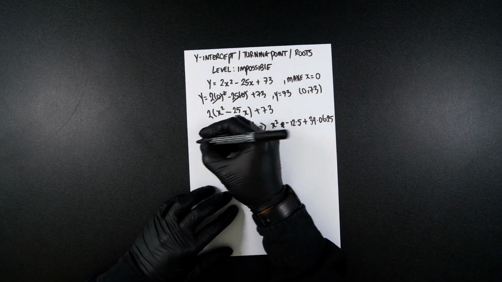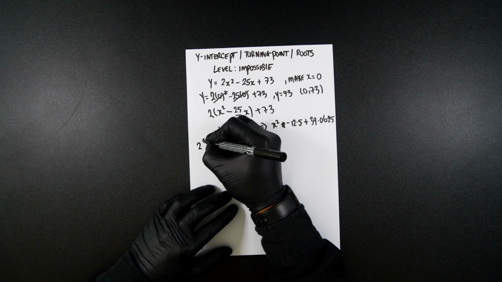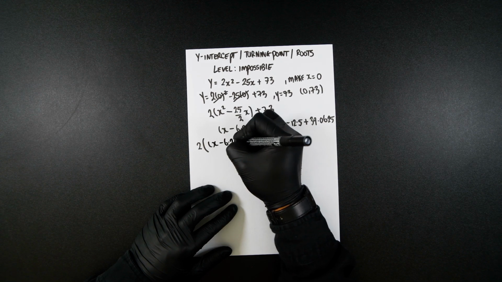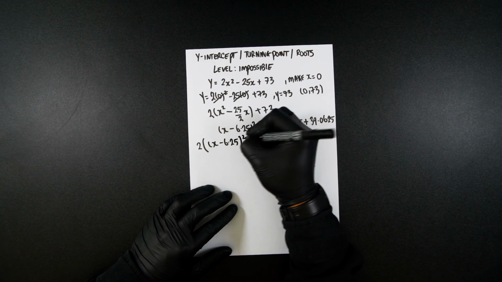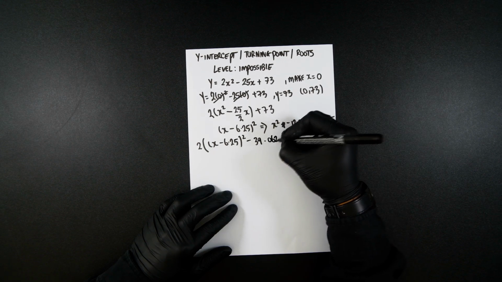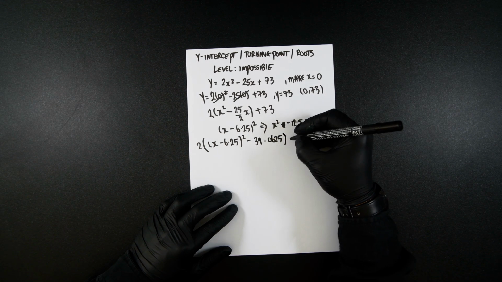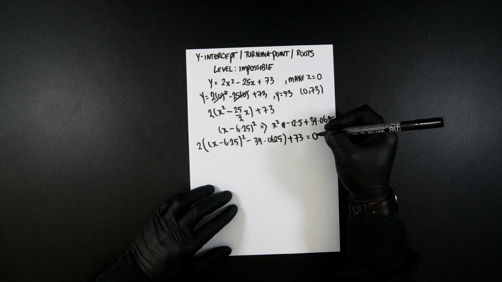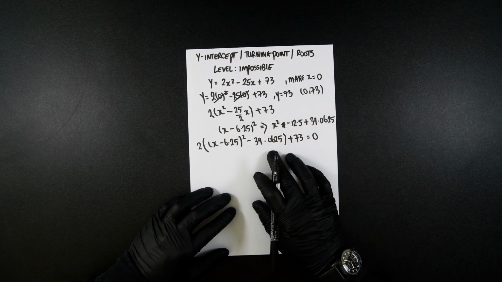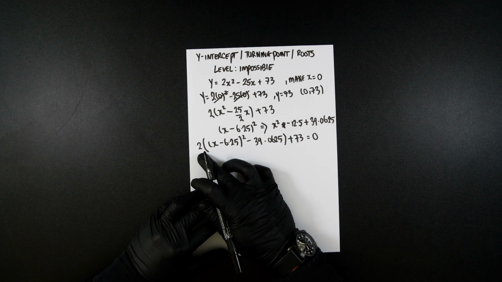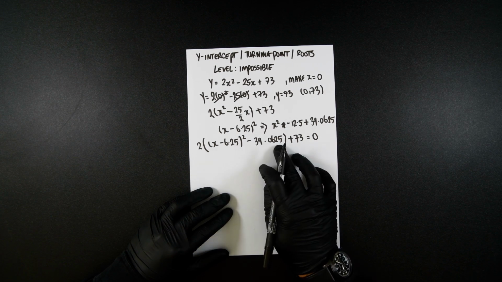So let's do it. So we're going to have 2 brackets, x minus 6.25 all squared, minus 39.0625 plus 73, which equals 0. We can clean this up a little bit, but first we need to multiply in this 2 here.